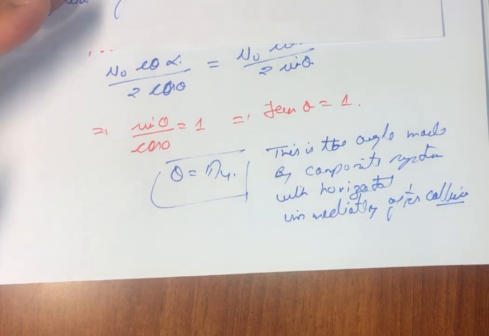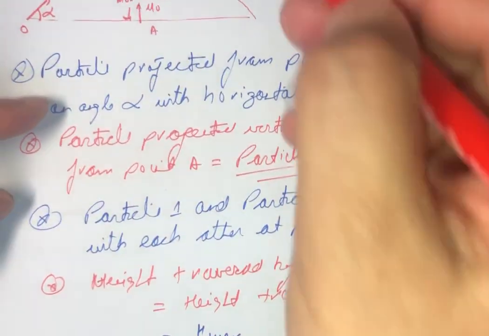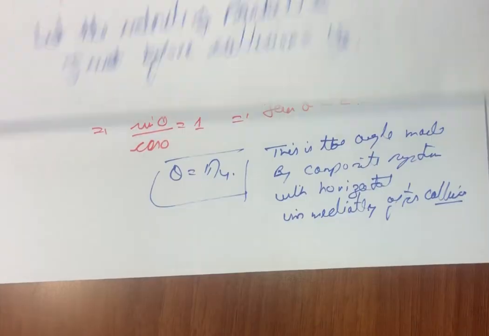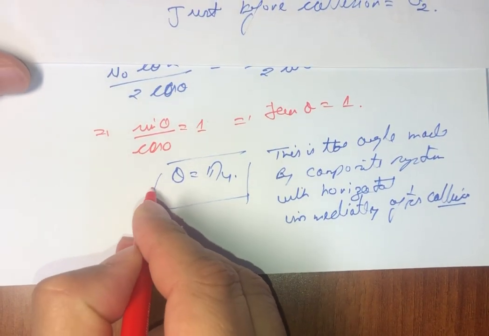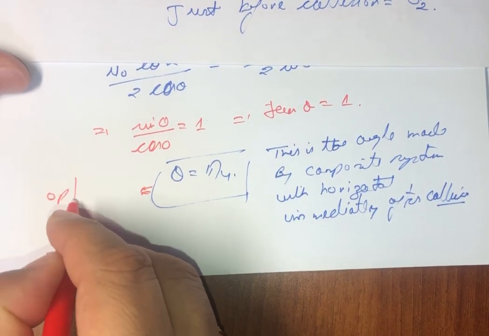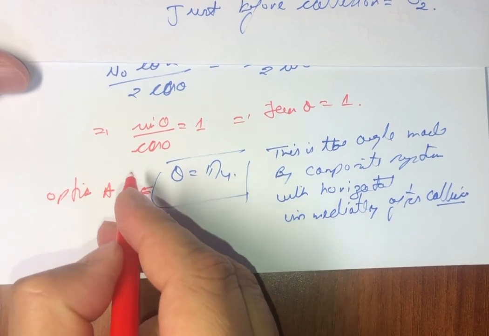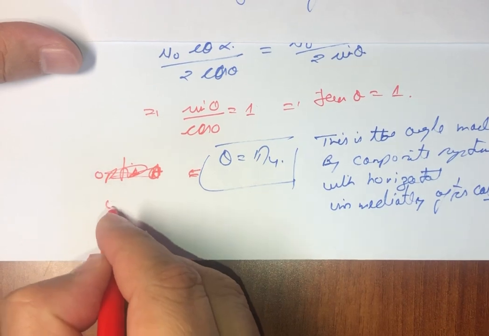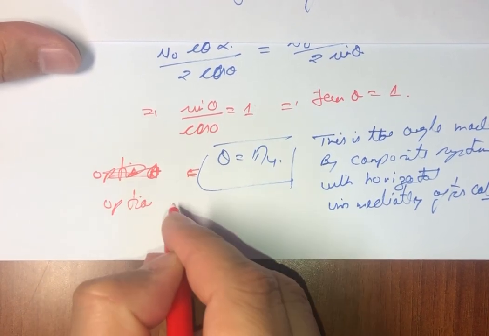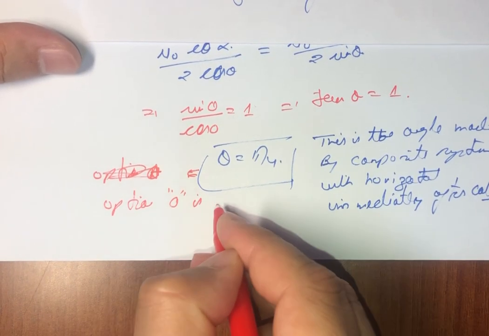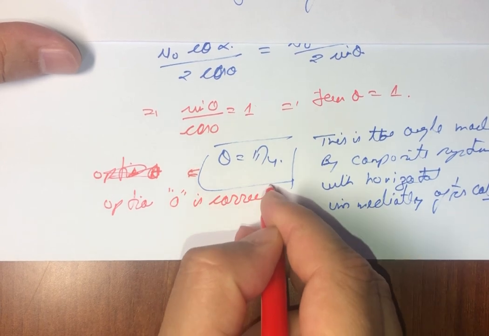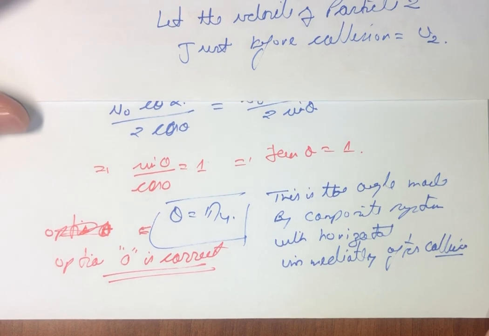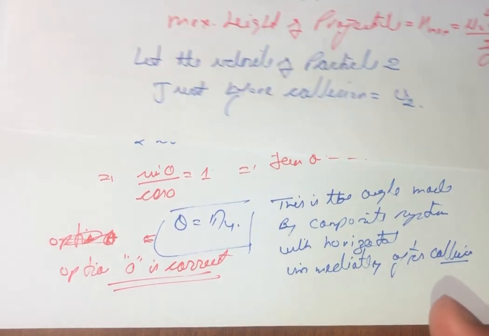So option A is the correct option. So here we can say that option A is correct. So this completes the question. Thank you.